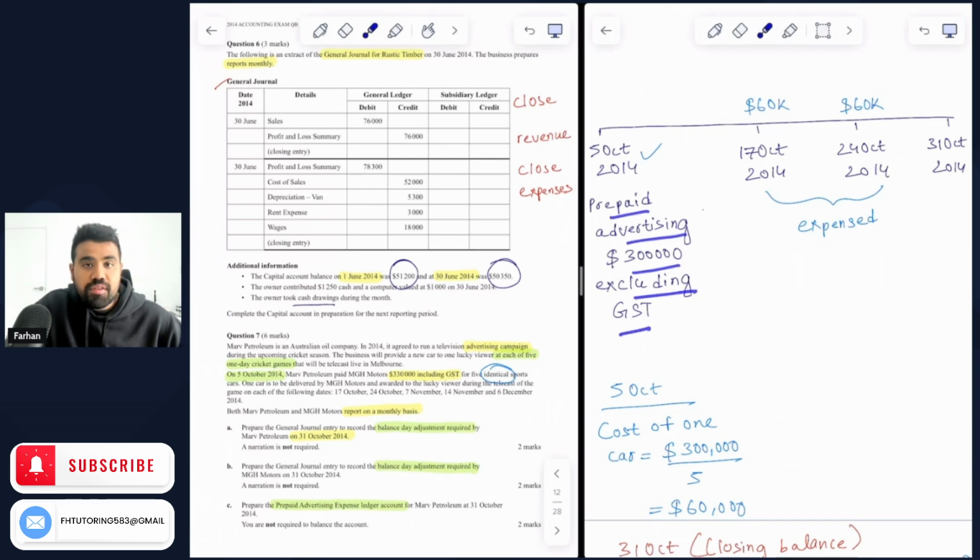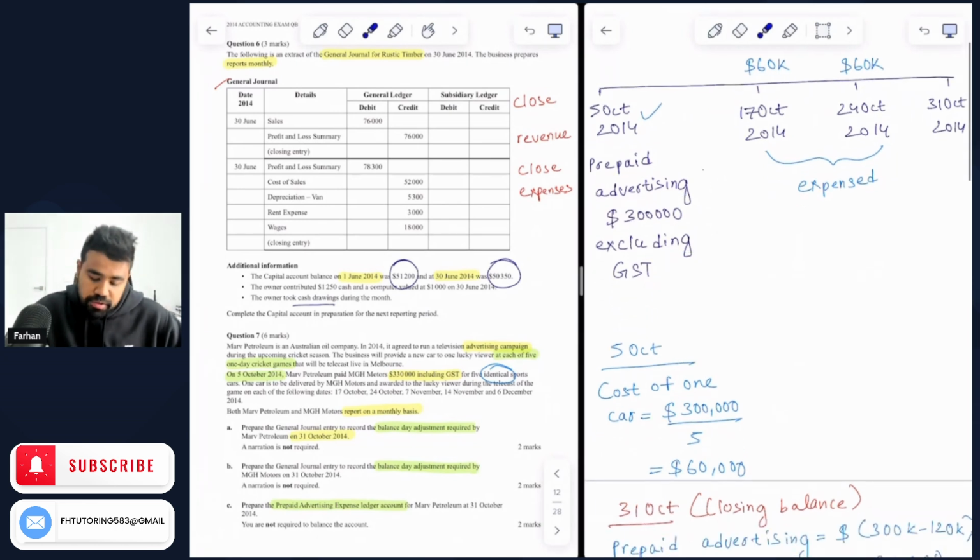The reason we classify this as prepaid advertising is because, based on the first paragraph, we understand that these 5 cars were purchased for advertising purposes. And we call it prepaid because on 5th of October, we have the economic benefit of $300,000 within this prepaid advertising. We haven't consumed any of these economic benefits yet. So there's nothing to expense at the moment, given that we are at 5th of October 2014.